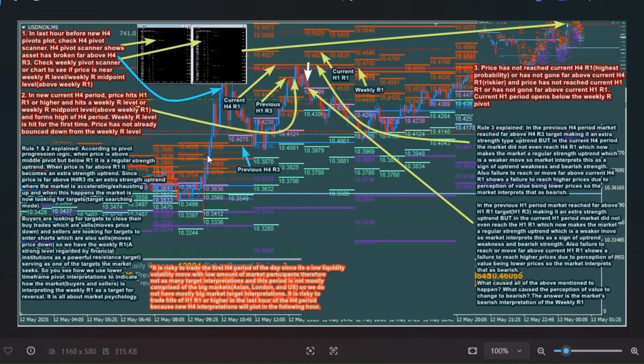So when price is breaking far above the H4 R3, like it did in this previous H4 period, the market is entering a target searching mode, okay? The market is searching for targets, okay?